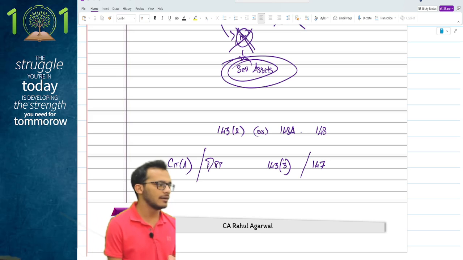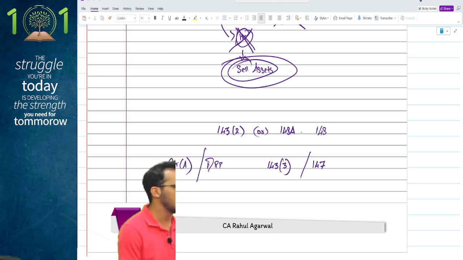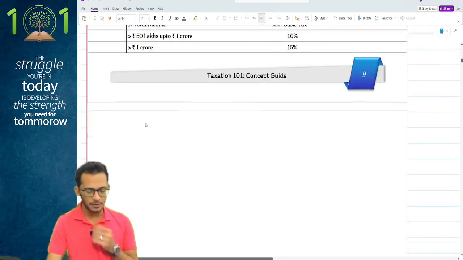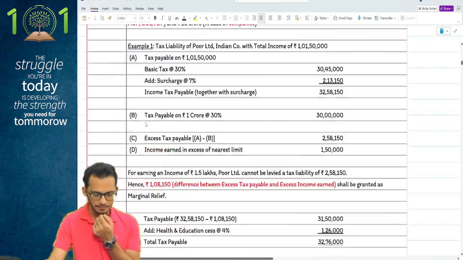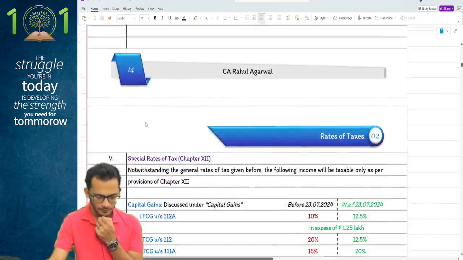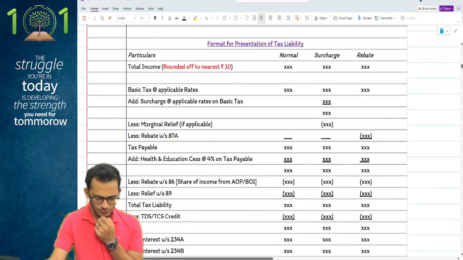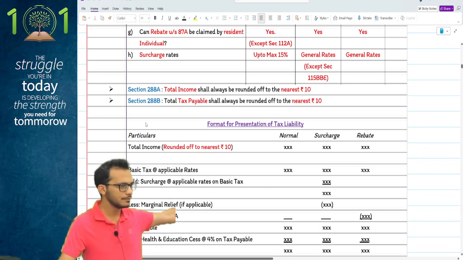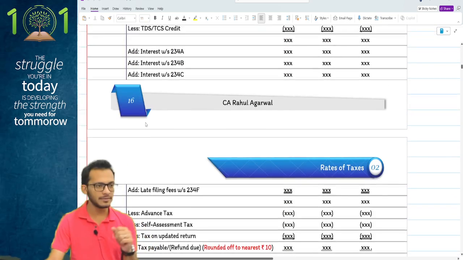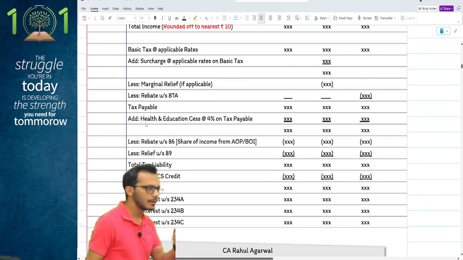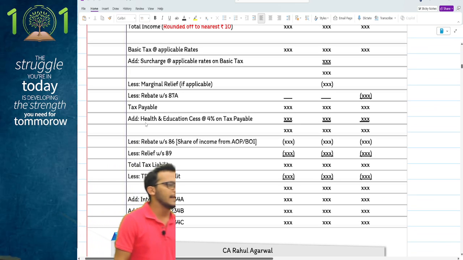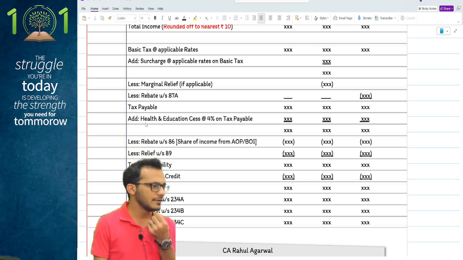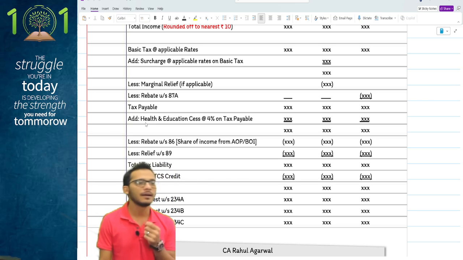Rahul, will it be given in the exam? No, it is not given in the exam. It's a silent adjustment. You need to work on it. Yes. Rahul, where is it given in the book? You will find it in chapter number 2, almost at the end of the chapter, page number 16. You have section 288A and section 288B, which get rounded off to the nearest 10. Clear enough to go? Yes.